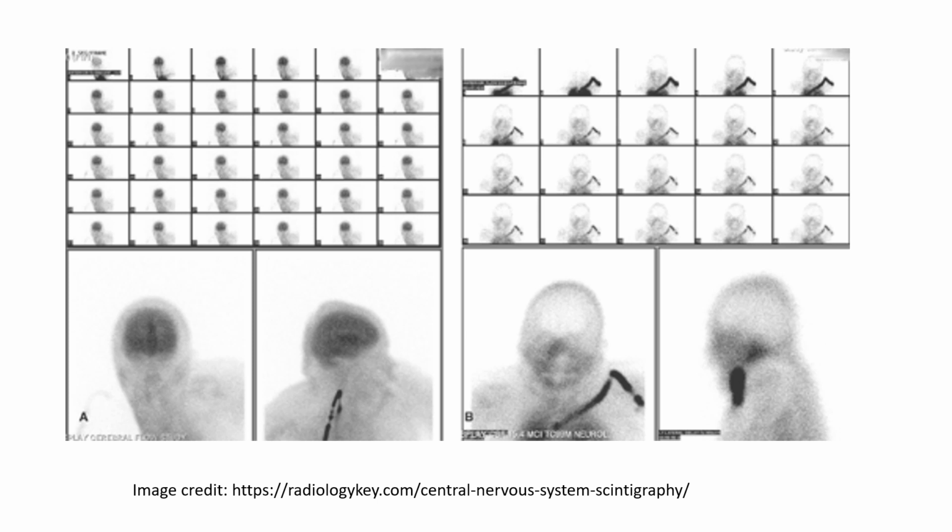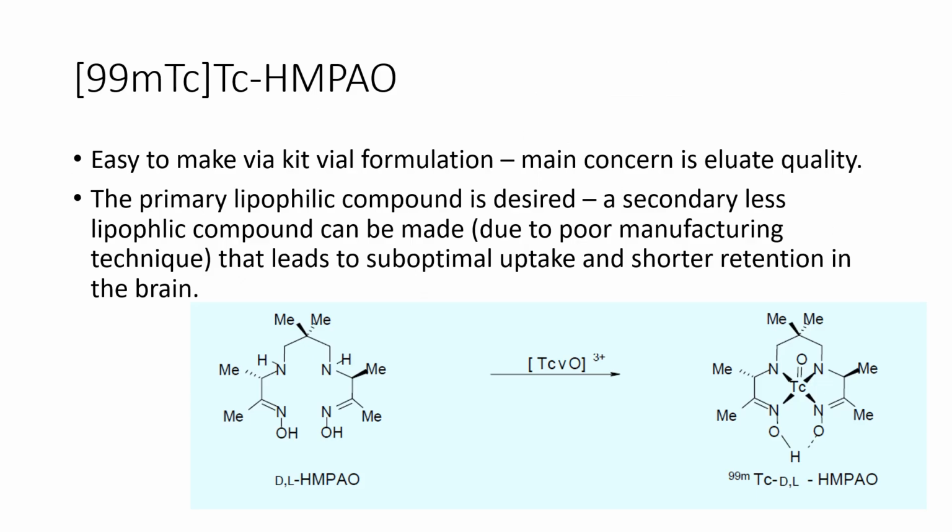So here is an image of just a normal application to see if there is still perfusion in the brain. In patient A, there is normal blood perfusion to the brain, and you can see the HMPAO distributing everywhere in the brain. And then in patient B, there is no longer blood flow to the brain, and you can see that there is no distribution. I also give you the image credit down below.